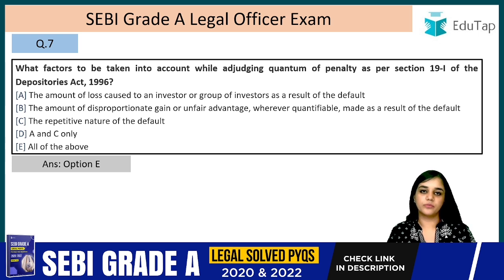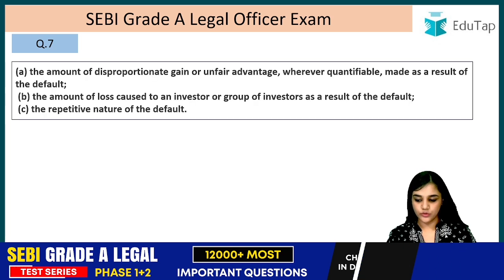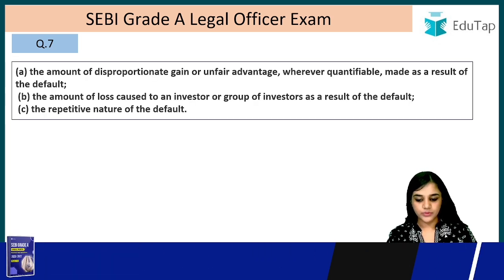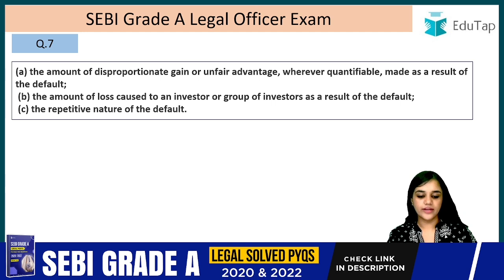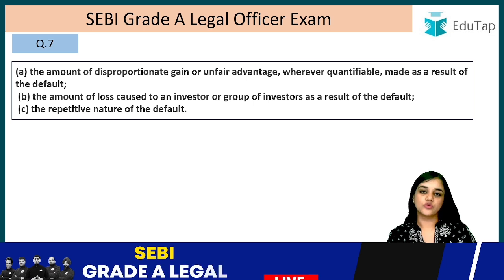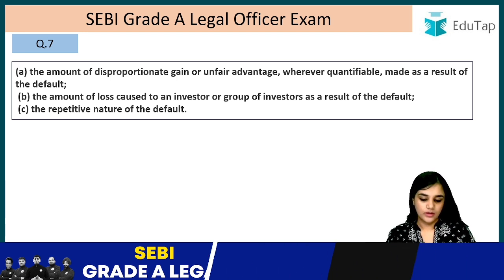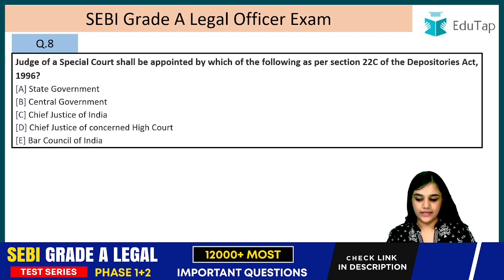All of these factors have to be taken into account while adjudicating the quantum of penalty as per section 19I of this act. Let's read this section once. Section 19I, the factors that have to be taken into consideration. The amount of disproportionate gain or unfair advantage wherever quantifiable made as a result of the default. The amount of loss caused to an investor or group of investors as a result of the default, the repetitive nature of the default. So all of these have to be taken into account while deciding the quantum of penalty, right? Now we can move on to question number 8.